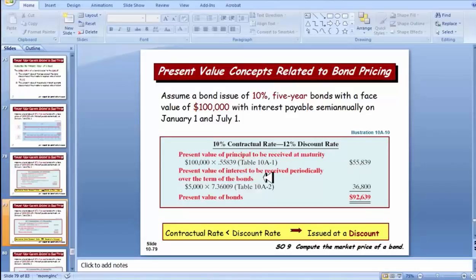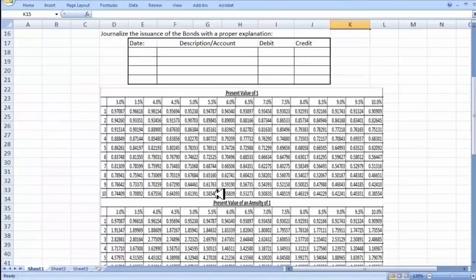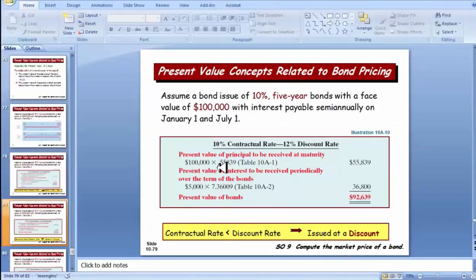We go to the present value table. We want a 12% rate of return. That's going to be 6% every 6 months. So we're going to the table to find the present value of $100,000 at 6% for 10 periods. So we come over here. Here's a present value of 1. Here's 6%, half of the market rate, 12%. 10 periods comes to 0.55839. So there you go. We go 100,000 times 0.55839, which gives us the present value of that one payment 10 periods from now.